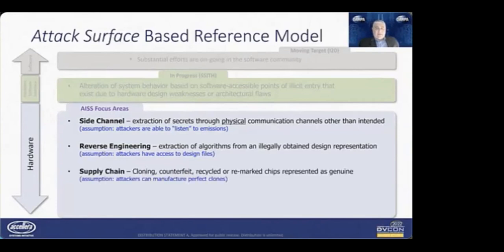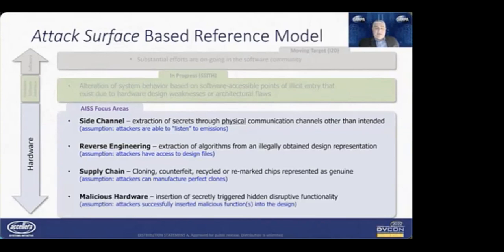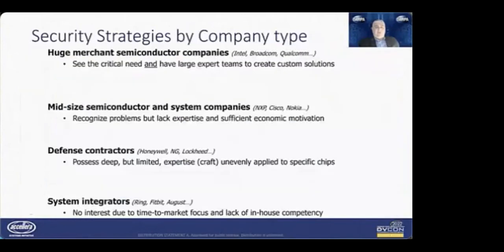And then the next attack surface that we worry about is supply chain attacks, where you have cloning, counterfeiting, recycling, and remarking of chips that are subsequently represented as genuine. The assumption we have to make here is that the attackers can manufacture perfect clones. And lastly, the last attack surface of interest is malicious hardware. That means insertion of secretly triggered hidden functionality into the designs that can be activated later. And here we have to assume that the attackers have already inserted malicious functions into the design. And the question becomes, so what do we do about this now?